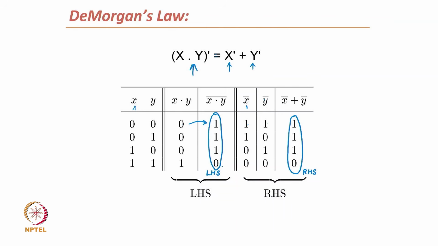Now we see this LHS is equal to RHS. If the logical expression on both sides is the same, it means this rule is correct, which is De Morgan's law. So, we can prove it using the truth table.